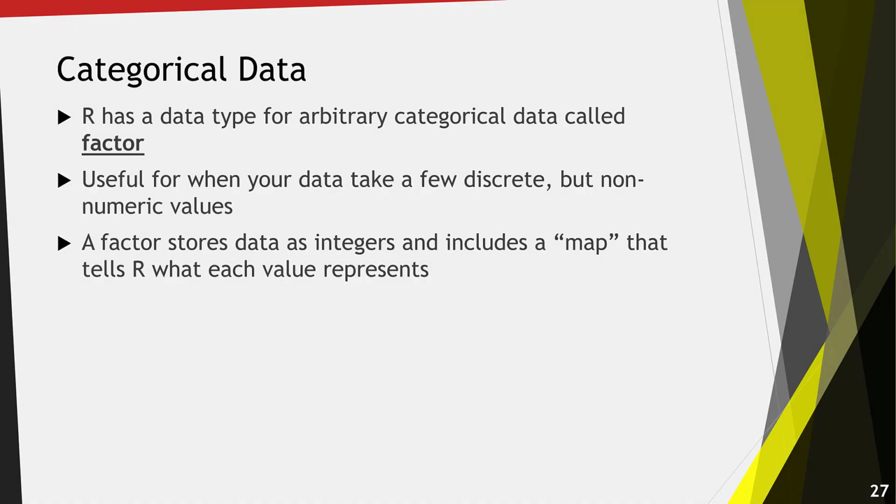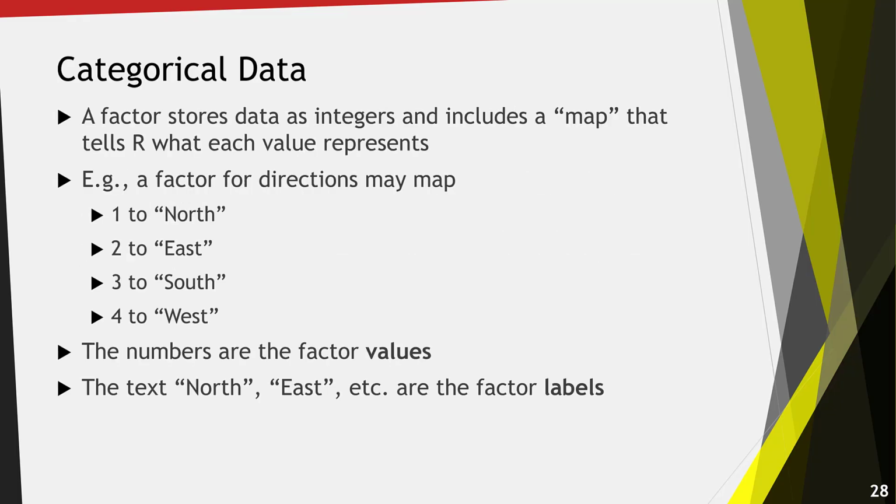R also has a data type for arbitrary categorical data called a factor. So these are useful when your data take a few discrete but non-numeric values. And what R does with a factor is it actually stores your data as integers, but includes a map that tells R what each value represents. How does this map work? So let's say you were storing data that just includes the 4 cardinal directions on the map: north, east, south, and west. R might define a factor where it maps 1 to north, 2 to east, 3 to south, and 4 to west. This is the mapping that underlies the factor.